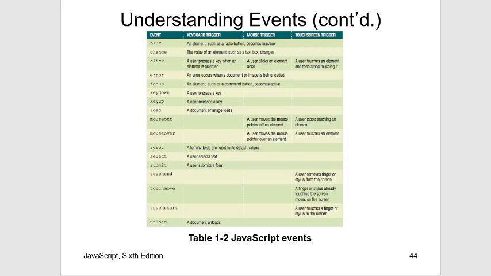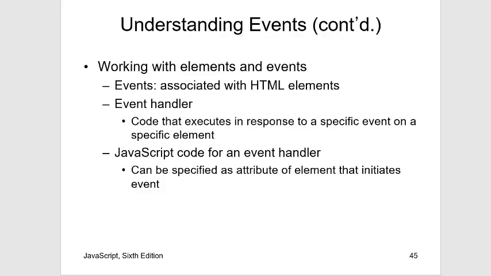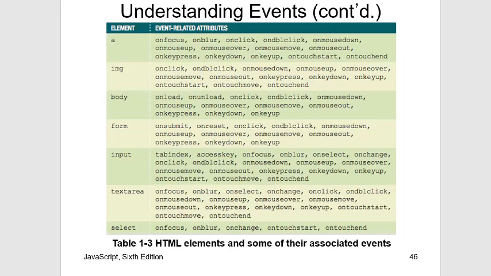By having events that trigger properties to change or methods to run, you can now make a web page that has interactivity and is dynamic and not static. When you work with elements and events, you have an event that is associated with HTML and an event handler, which is how JavaScript will execute code in response to whichever event is executed.